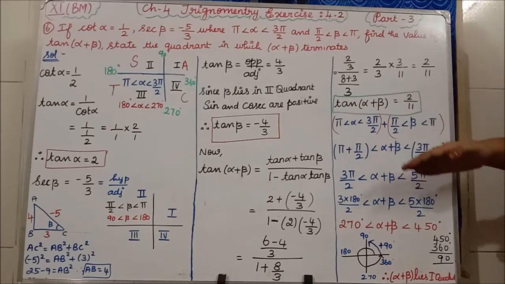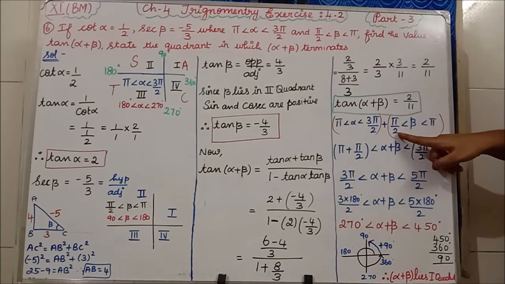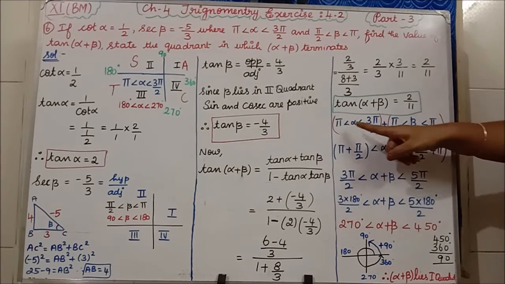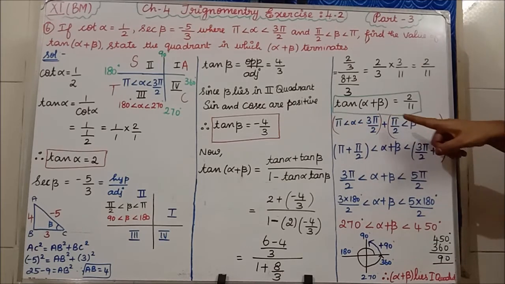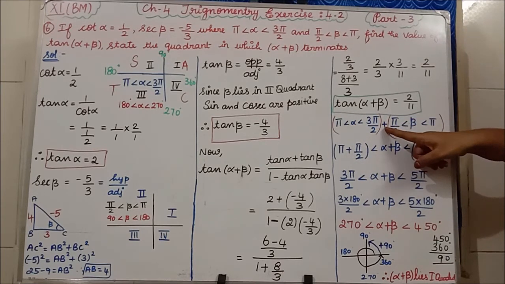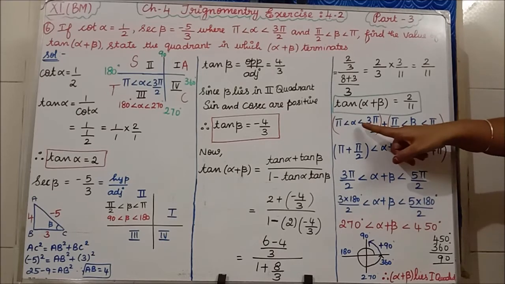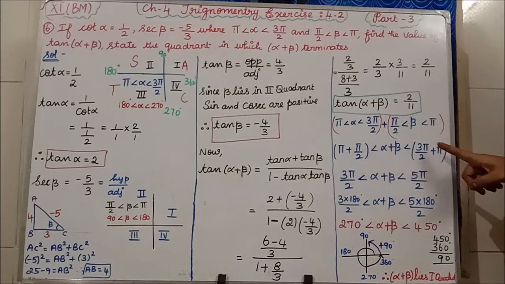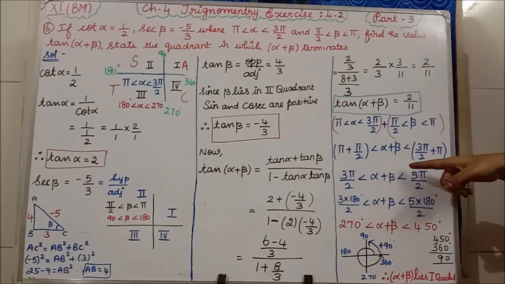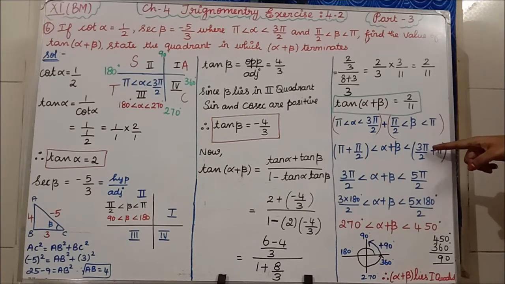So the next step, what I am doing? Here pi plus this pi by 2. First range, I am adding: less than sign, then here alpha, here beta. In between, what sign have I written? Plus. So alpha plus beta, again less than sign, 3 pi by 2 plus here what? Pi. Pi plus pi by 2, if we are adding, what we will get? We will get 3 pi by 2 less than alpha plus beta less than 3 pi by 2, and if we add pi, we will get 5 pi by 2.